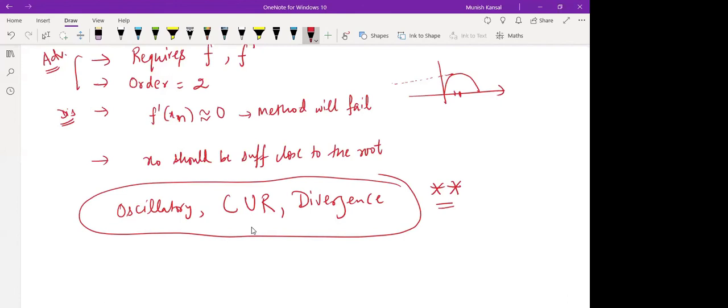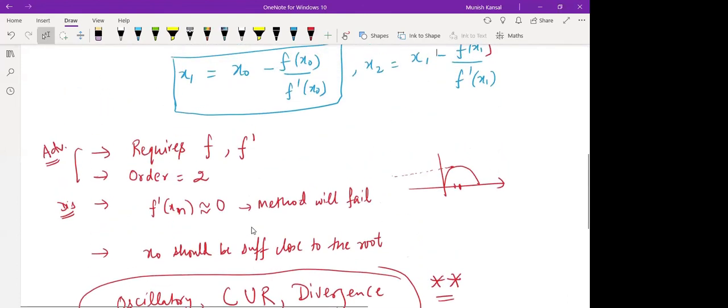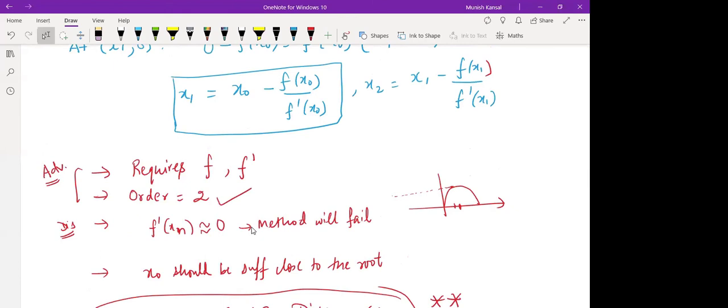But otherwise, if this method converges, then the convergence rate is very fast. It requires only 2 evaluations, right? So the efficiency index is also very high, that is 2 under root of 2, right? So this is a classical method, and we say that this is better than bisection because the order of convergence of the bisection method is 1, but the order of convergence of Newton's method is 2, that is faster than the bisection method.